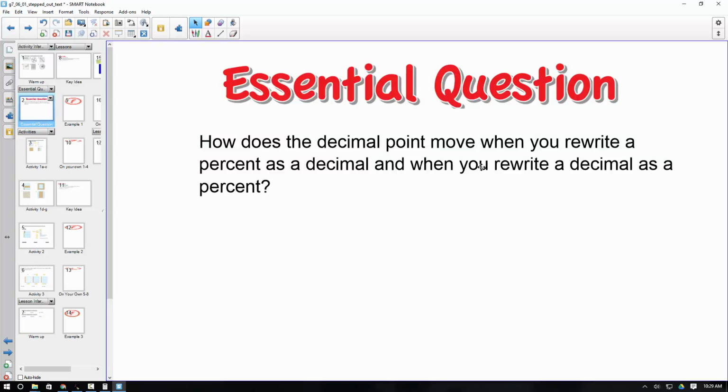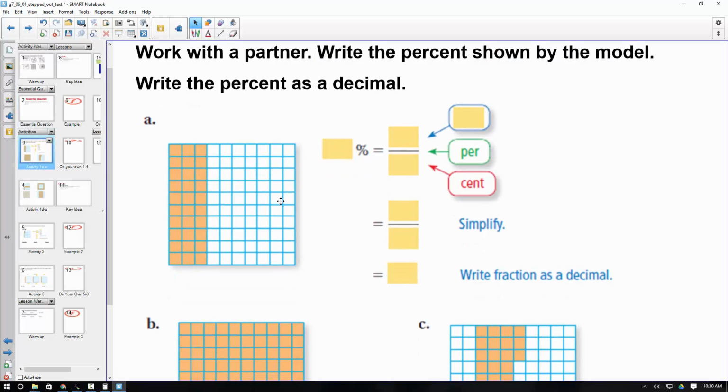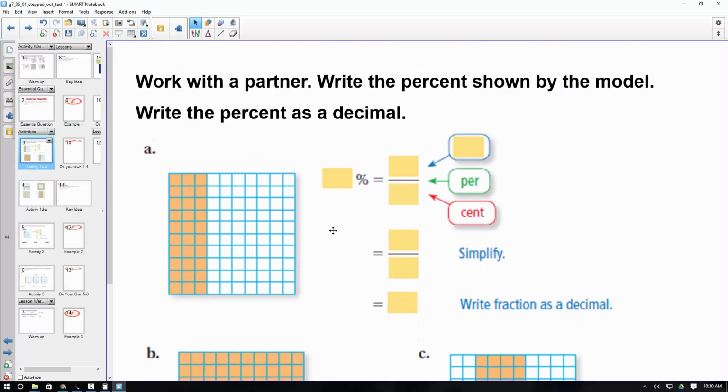And here's my question. How does the decimal point move when you rewrite a percent as a decimal and when you rewrite a decimal as a percent? So if I look here, first of all, this is a 10 by 10 grid. So this would be 100 different squares, right? I'll write this down. And out of 100, I have 1, 2, 3 times 10 is 30. So my percent is going to be 30%. I'm going to simplify this, and I could divide both by 10, and I'll have 3/10.